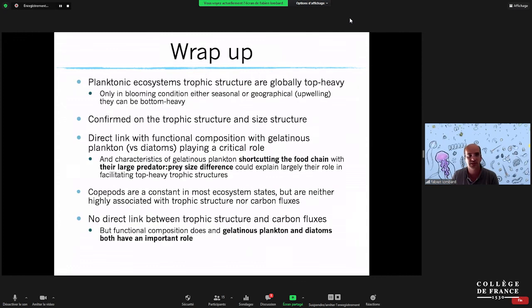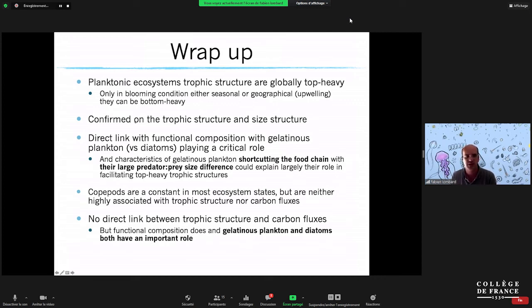So to wrap up, we've seen that the planktonic ecosystem is globally top-down, but we still have some bottom-up situations, notably when we have upwellings, when we are at the beginning of a bloom, when we are close to the sea ice margin, when we are in the polar ecosystem. And that signal is basically confined by the trophic and the size structure of the ecosystem.